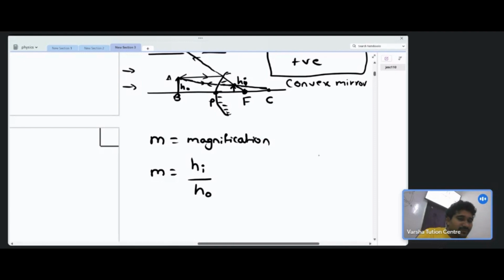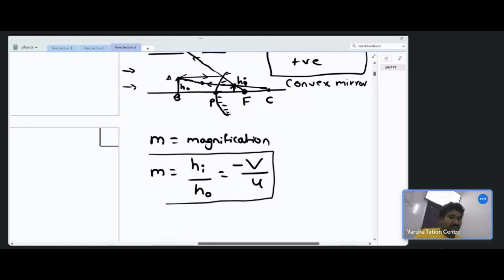There is another formula, M is equal to, relating v and u: minus v by u. Is that clear? Whenever you want, you can equate whatever you wish in this and find the unknown. Understand? You can find the unknown of that. Let's see the next one.